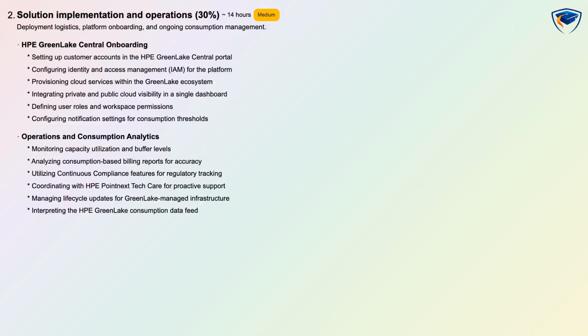You will define user roles and workspace permissions, set notification thresholds for consumption, and monitor capacity utilization and buffer levels for reliable operations. The domain also covers analyzing consumption billing reports for accuracy, using continuous compliance features, coordinating with HPE Next Tech Care for proactive support, managing life cycle updates, and interpreting the GreenLake consumption data feed.